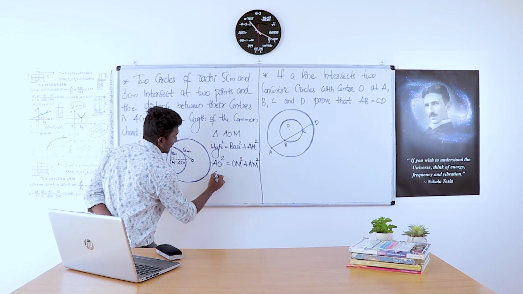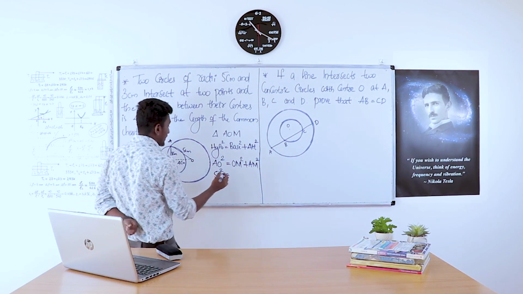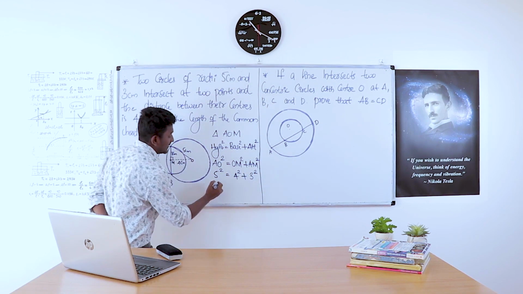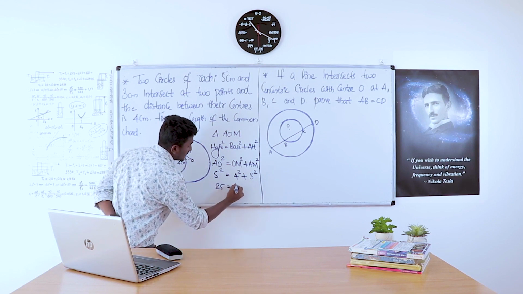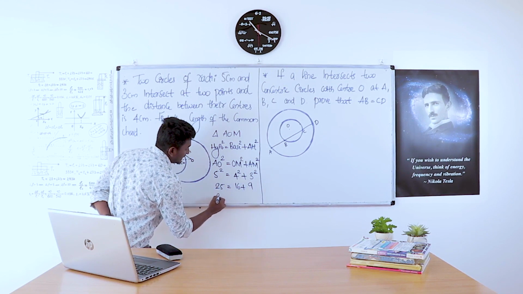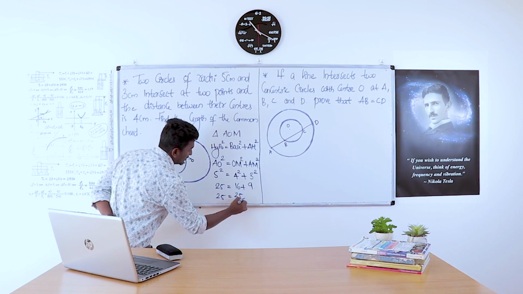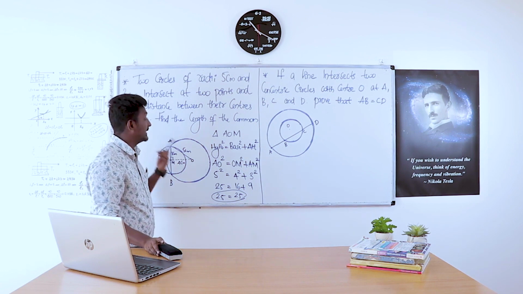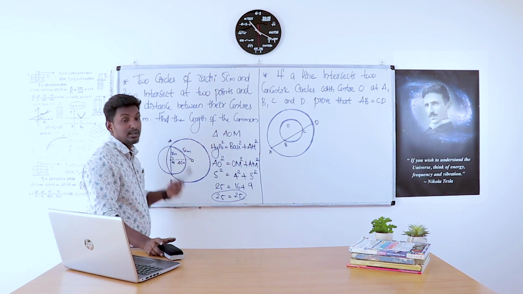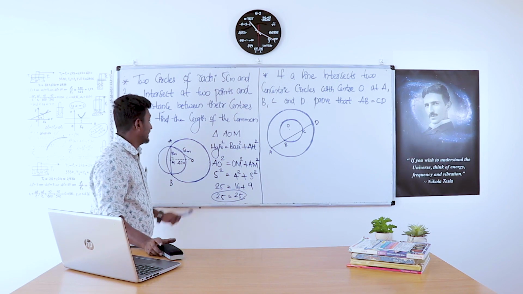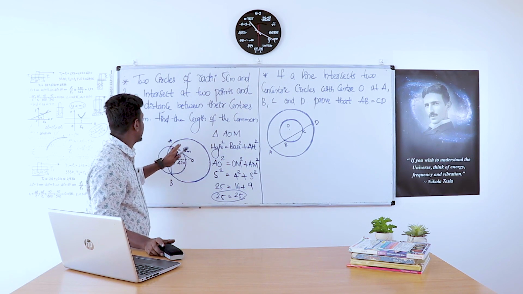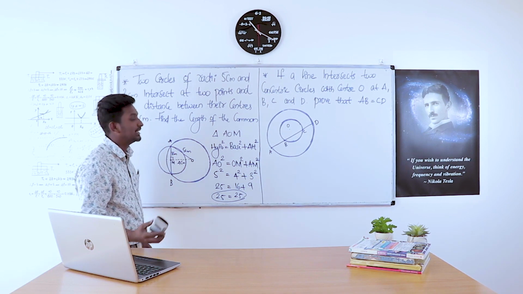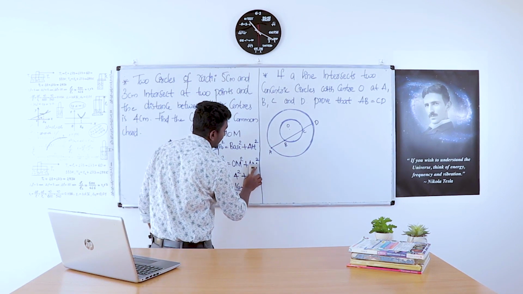So AO is 5. 5 square is equal to OM, which is 4, square plus AM, which is 3, square. Therefore, 5 square is 25, which is equal to 4 square, 16, plus 3 square, 9. That is, 25 is equal to 16 plus 9, which is 25. Left hand side is equal to right hand side. That means Pythagoras theorem is satisfied here. If Pythagoras theorem is satisfied, then we can say that triangle AOM is a right angled triangle.